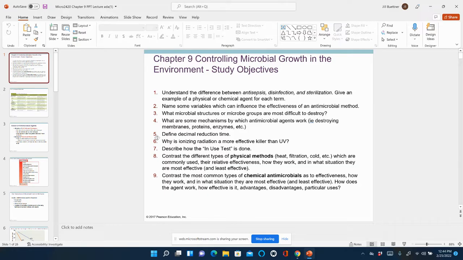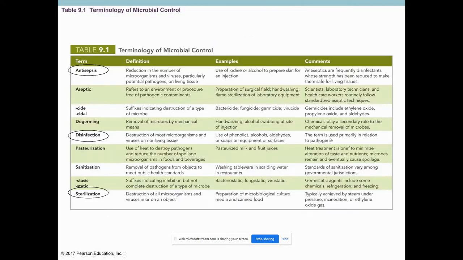Okay, so in chapter 9, we're going to look at controlling microbial growth in the environment. And these are our study objectives, which you can read over on your own. We're going to start with, I'm going to emphasize 3 of the terms on this list. The first 3 terms I want you to know are antisepsis, disinfection, and sterilization.